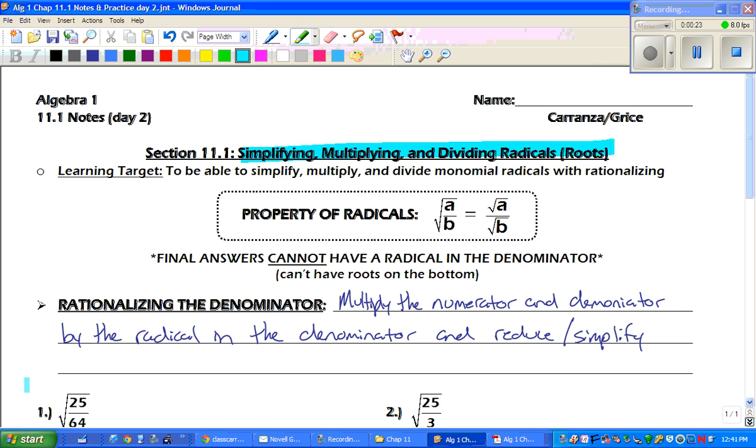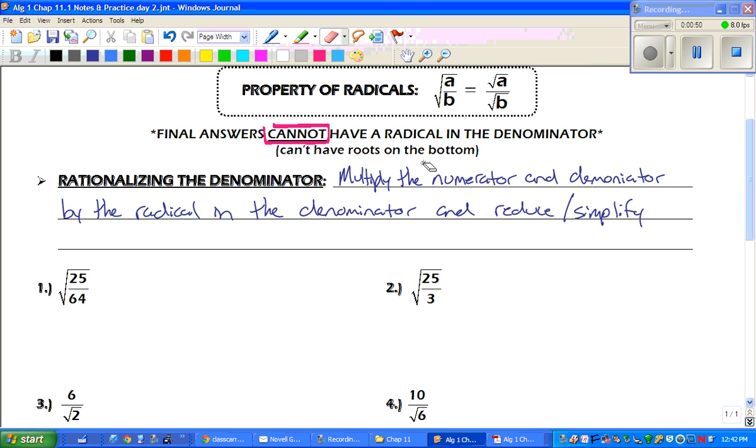Now, properties of radicals. If you notice, we've got a nice little square root, and it's got a and b. What we're supposed to do is break that down. We cannot have a radical on the bottom, in the denominator, and that's what we're going to be talking about today. When that happens, you need to multiply the numerator and the denominator by the radical, and then we're going to reduce and simplify. So the best way to do this is to start going through some examples.